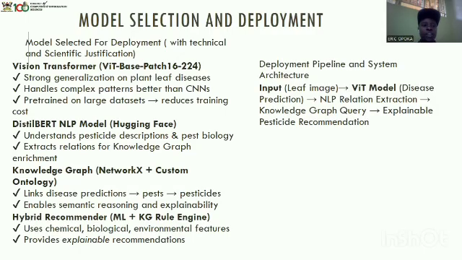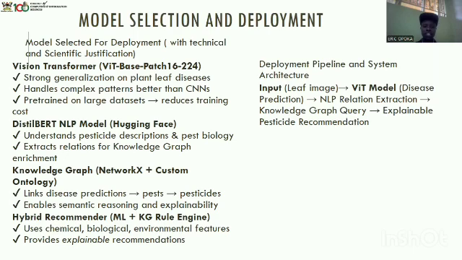Moving on, we have model selection and deployment. The first one we trained was the Vision Transformer, which achieved 98% for maize. Then we have the DistilBERT NLP model from Hugging Face, which extracts relations from text, and from text it gets into a knowledge graph. Then we have the knowledge graph, for which we use NetworkX and a custom ontology, which predicts the pest, and then from the pest the pesticide.